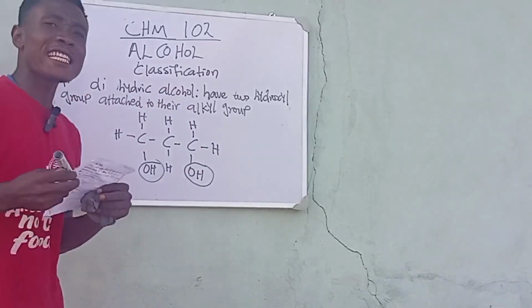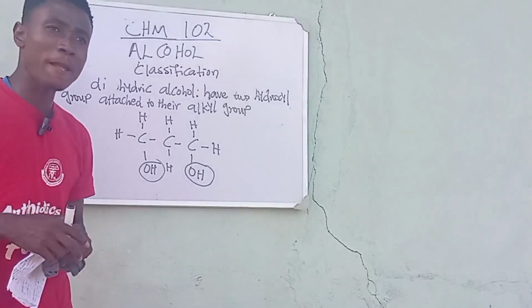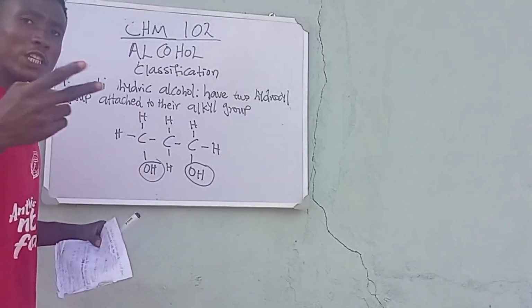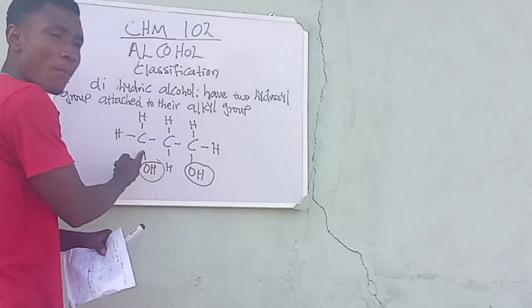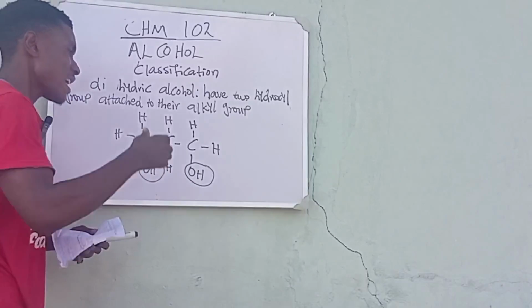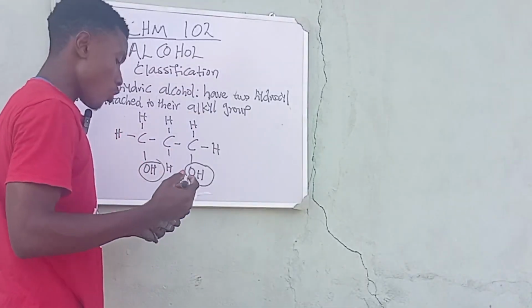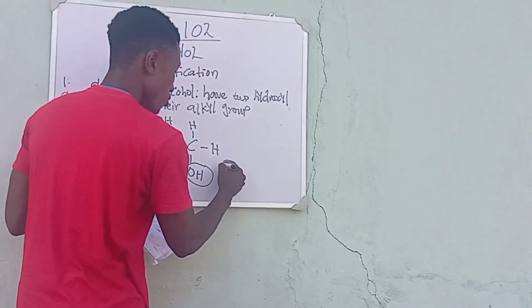We already know that when it is 3, it is propane, right? Now we have two OH attached. So we have carbon number 1 and carbon number 3, right? So the name of this compound is going to be propane 1,3-diol.